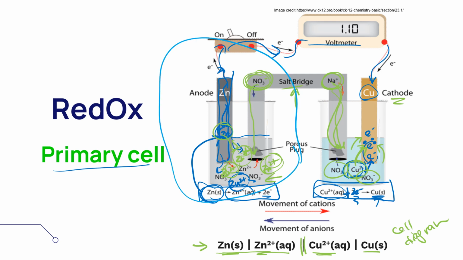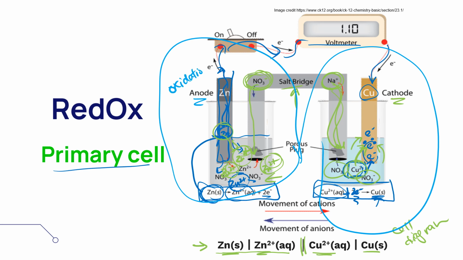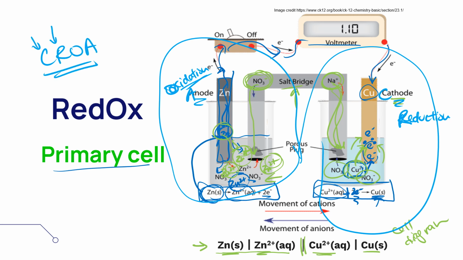We have 2 half cells. This is a half cell. This is our other half cell. One half cell has the anode. What always happens at the anode is oxidation. Oxidation always happens at the anode. At our cathode, in this half cell, we have reduction. How I remember cathode is reduction and oxidation is anode is CROA. Remember CROA. Cathode is reduction and oxidation happens at the anode.